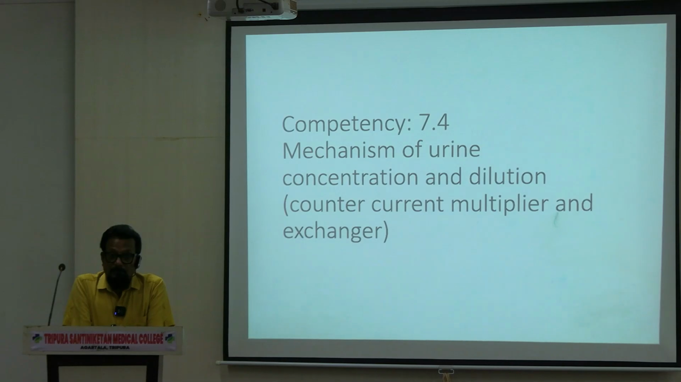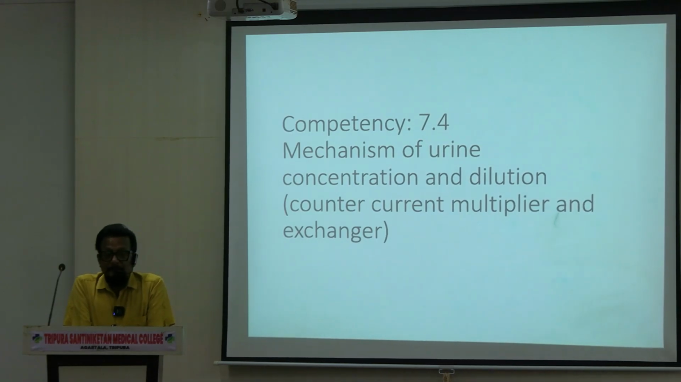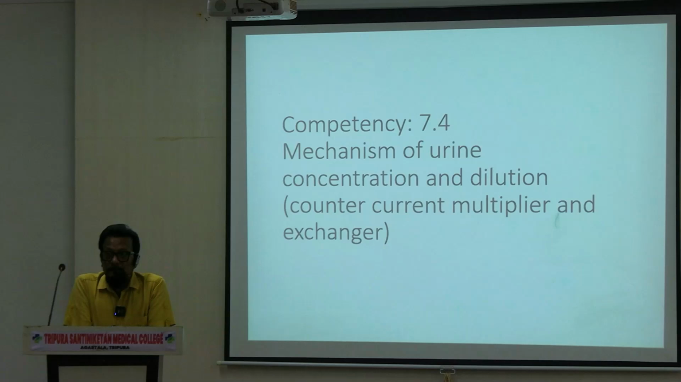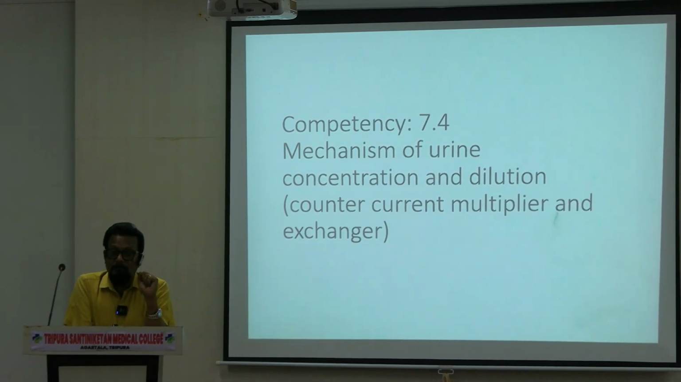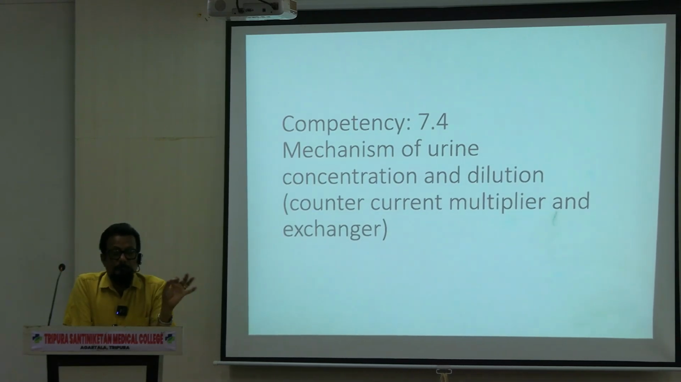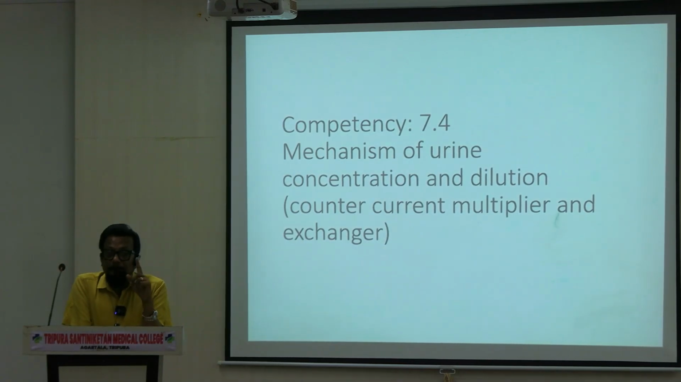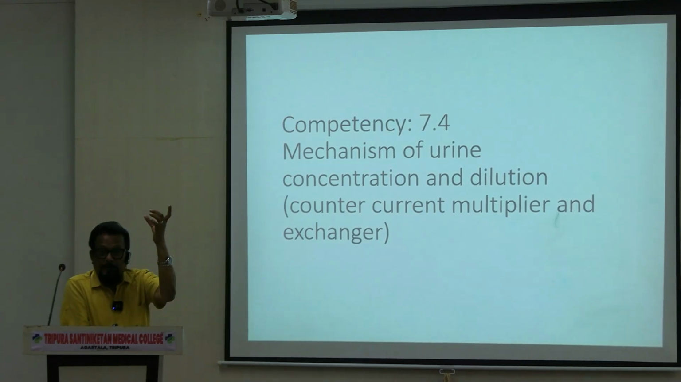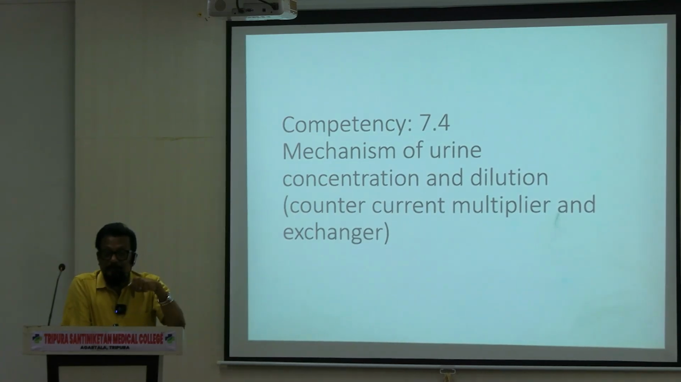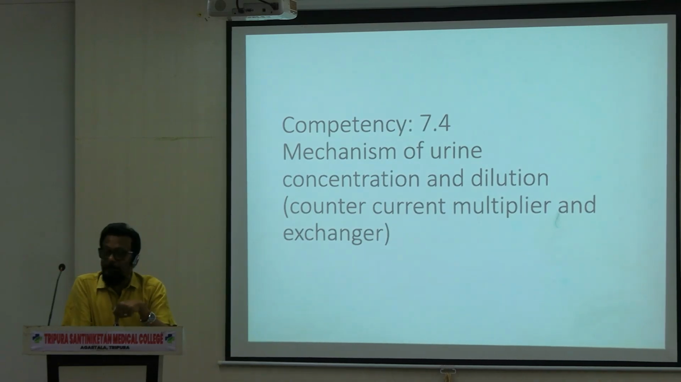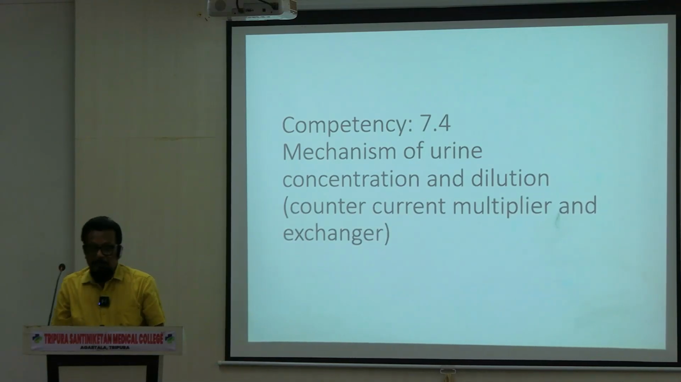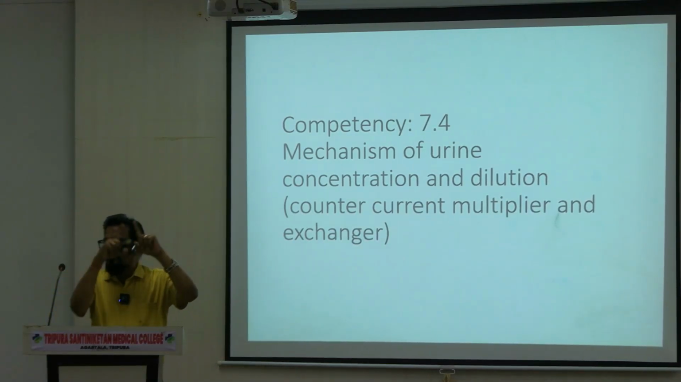There is no role of cortical nephrons, the cortical loop of Henle. The loops of Henle of cortical nephrons are not involved in this process. Only the juxtamedullary nephrons have long loops of Henle. They penetrate up to the inner part of the medulla, that is up to the papilla, the inner end of the pyramid.